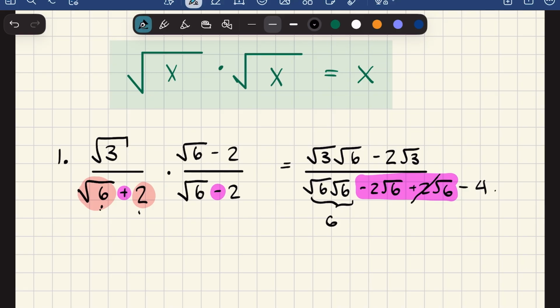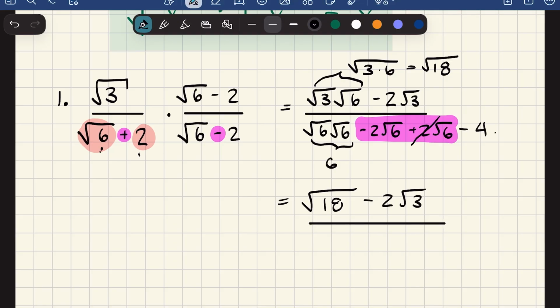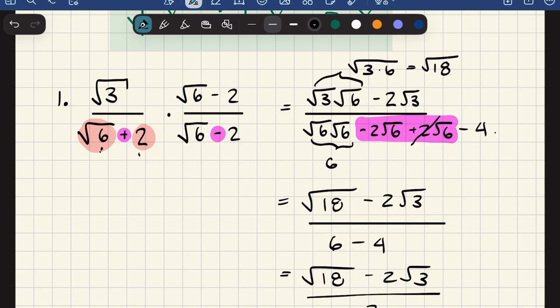Next, if we look at the top, we have square root 3 times square root 6. Another way to rewrite this is square root 3 times 6, or square root of 18. Writing that all out, we get square root 18 minus 2 square root 3 over 6 minus 4. We then get square root 18 minus 2 square root 3 over 2.